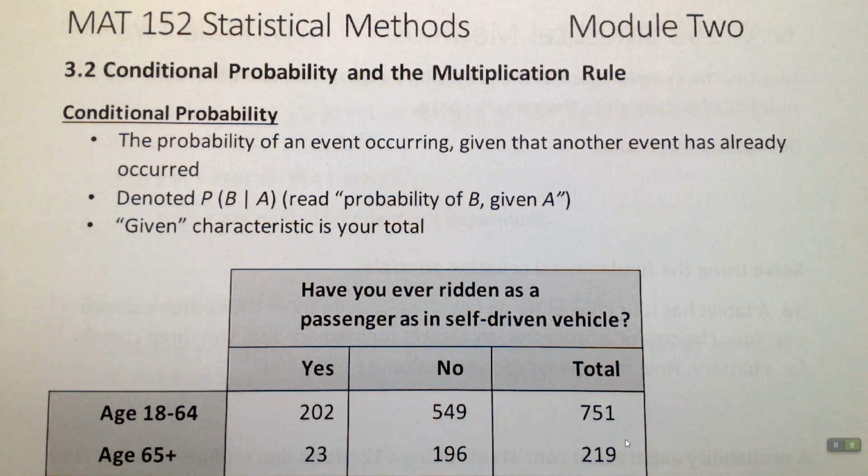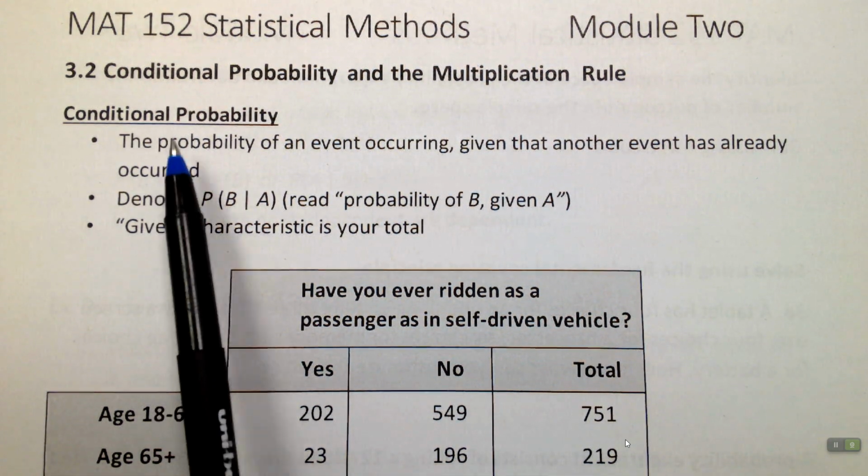3.2, conditional probability and the multiplication rule. So with conditional probabilities, what we're going to talk about first is how do we calculate probabilities with these multiple events going on. So based on what we have, we're going to calculate them as such.